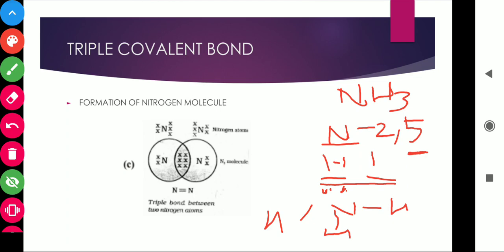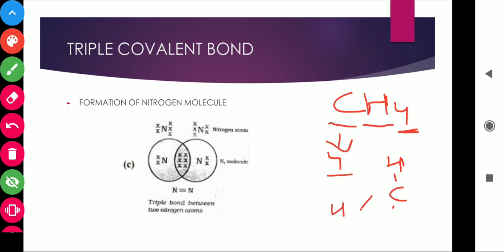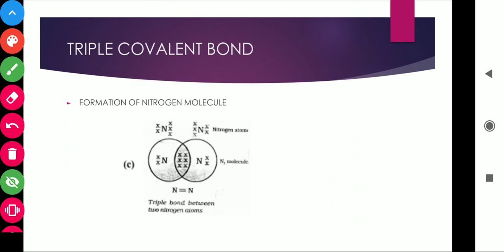Let's take one more example, methane, CH4. Why are these 4 required? Because carbon has 4 in the outermost shell and requires 4 more, and hydrogen can only give a single one. And how will it form? By sharing one electron. 4 single carbon-hydrogen bonds are present here. In the case of any molecule, we need to think and find out the bonding, whether it is double, single.